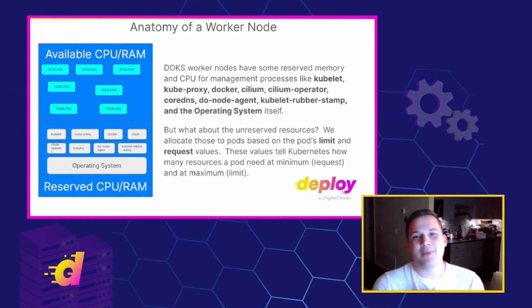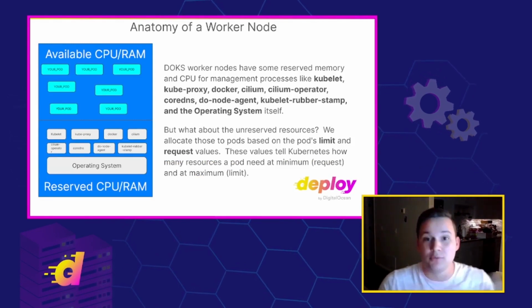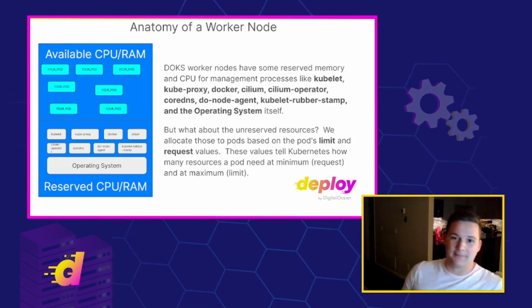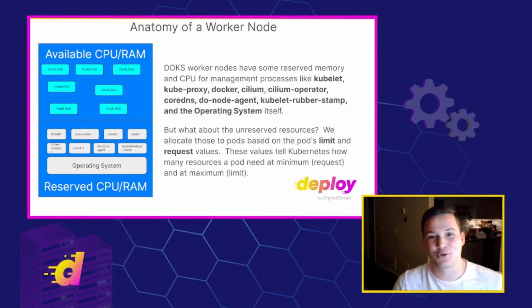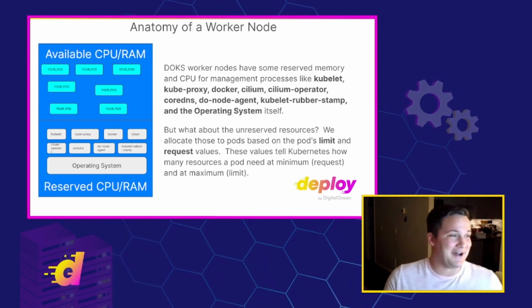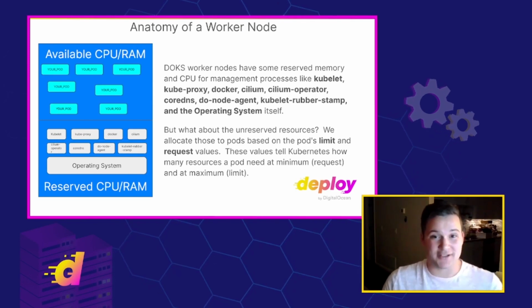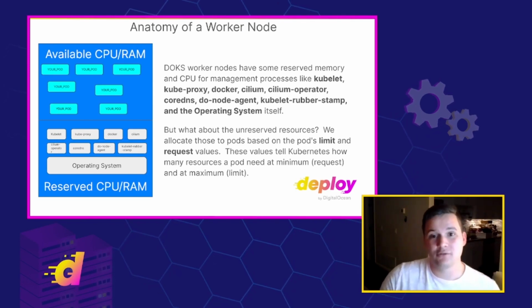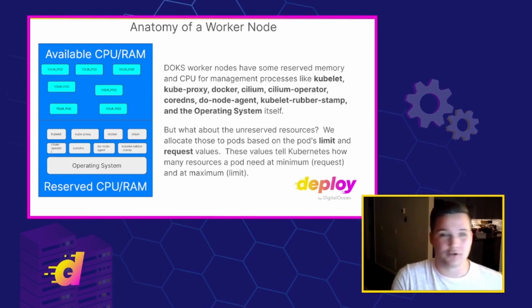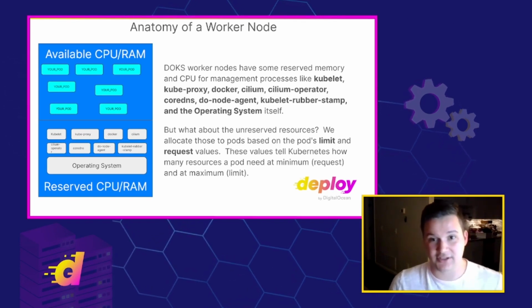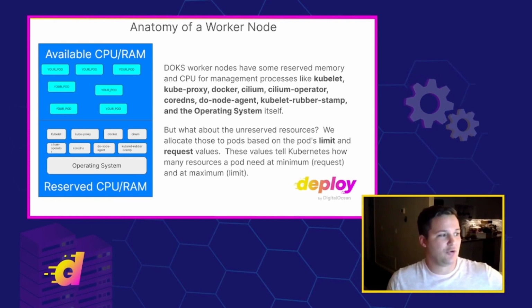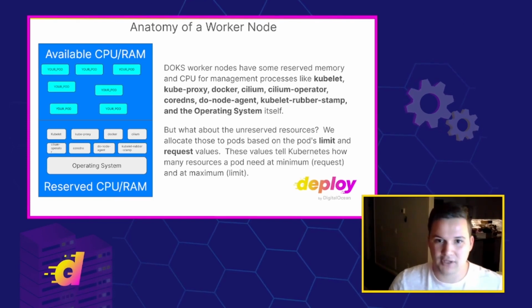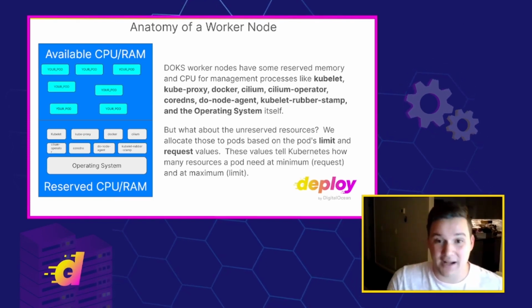So let's first talk a little bit about a Kubernetes node itself, right? Now I know this requires a little bit of understanding of Kubernetes, and I hope we're all there, but certainly we can take questions afterwards. So this is generally how Kubernetes sees a worker node. Now this is a DOKS node, so this is DigitalOcean's Kubernetes service. And you can see we have some reserved memory and RAM, or memory and CPU down at the bottom there.